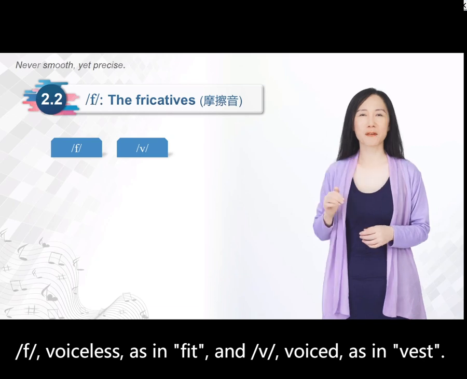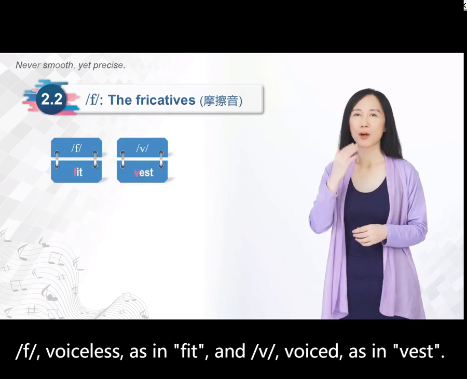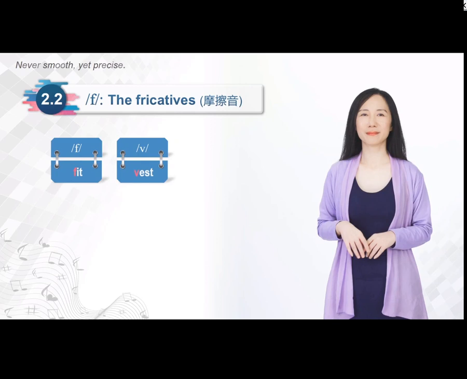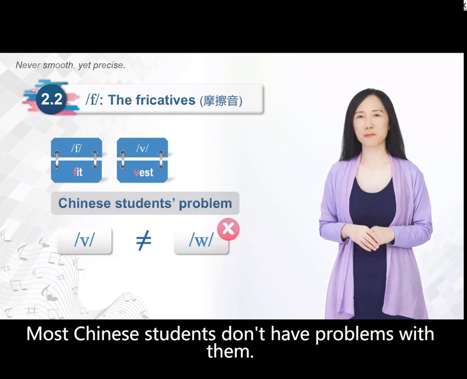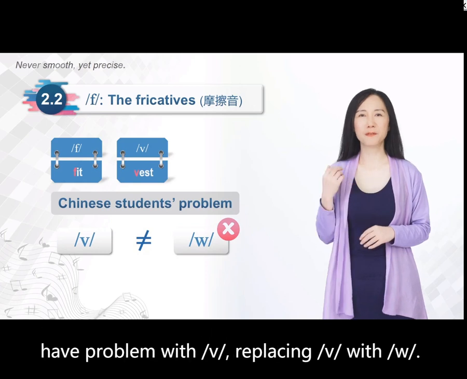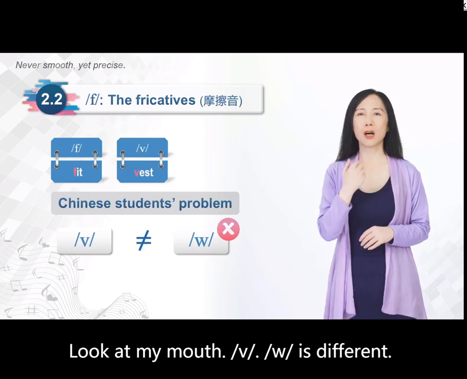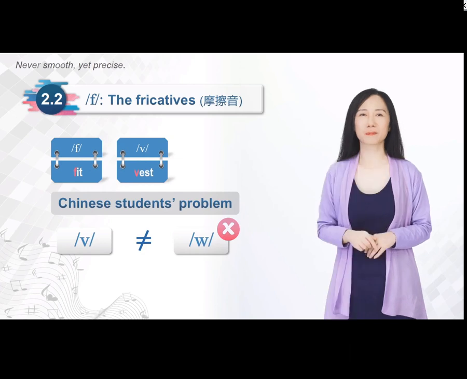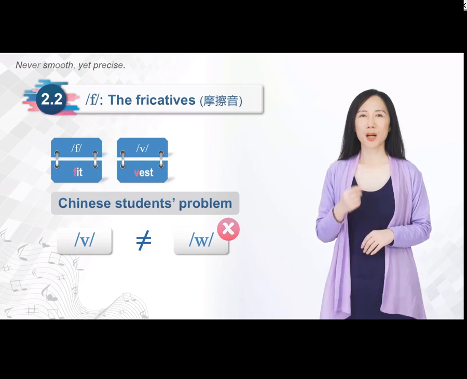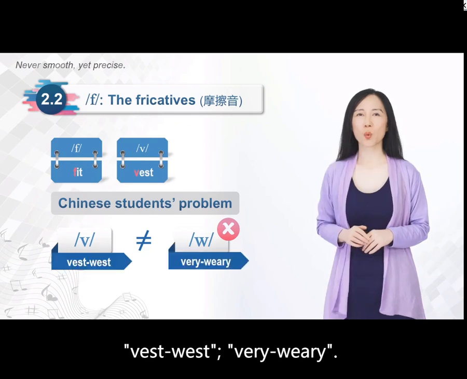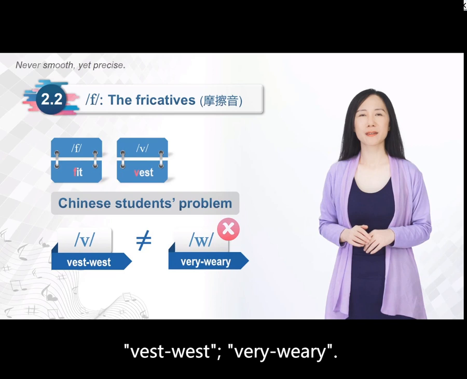Voiceless, as in fit, and v. Voiced, as in vest. Most Chinese students don't have problems with them. People of some dialects have problems with v, replacing v with w. Look at my mouth. V, v, w. It's different. Look at my lips and listen for the difference. Vest, west. Very, wary.